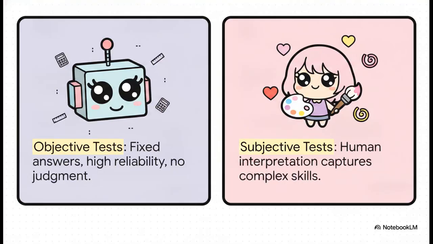This is the classic battle between objective and subjective testing. Objective tests emerged from the psychometric traditions of the mid-20th century. They guarantee fairness across massive populations through fixed answers. They're fast, highly reliable, and score bias is basically zero because a machine can grade it.